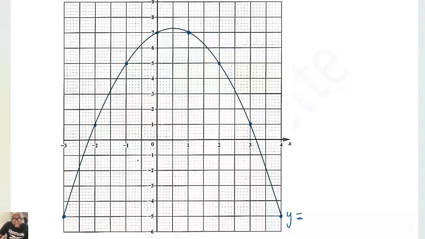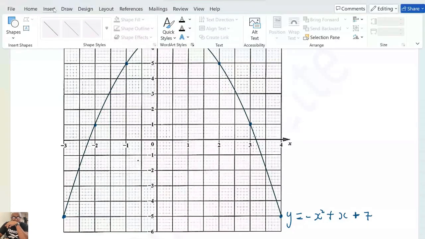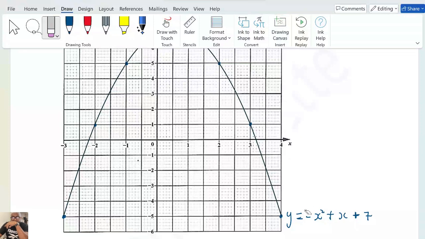So let's label our curve. Y is equal to negative x squared plus what? What's the rest of the quadratic here, Aiden? Plus x plus 7. That is what this curve is defined by, right? Y is equal to negative x squared plus x plus 7.